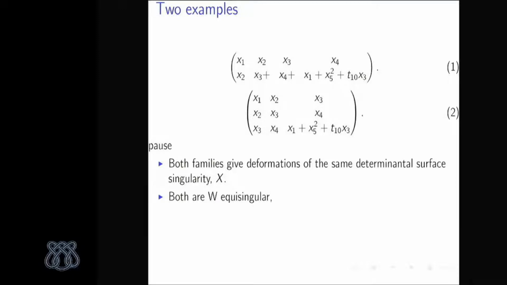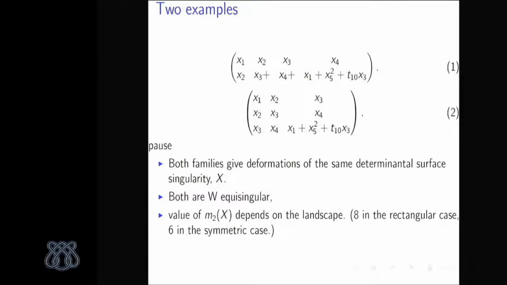Both families are Whitney equisingular, but they have different M2 values. The M2 value depends on the landscape. In the rectangular case, it's 8, and it's 6 in the symmetric case. So that means you're not really ever going to be able to come up with a single invariant that is going to control the Whitney equisingularity of all possible families that could be Whitney equisingular, because you'll get different answers depending on which landscape you're working in.